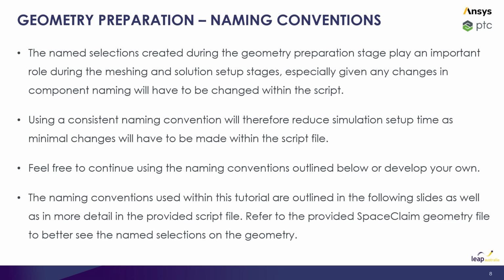The last factor of geometry preparation is the creation of named selections and the naming conventions used to create them. Named selections created during geometry preparation are incredibly important, as they will be referenced by the script, specifically when applying mesh sizings to the different named selections, as well as, for example, setting rotating wheels within the solution setup stage. Feel free to continue using the naming conventions outlined in the following slides or develop your own. The most important part is to keep them consistent.